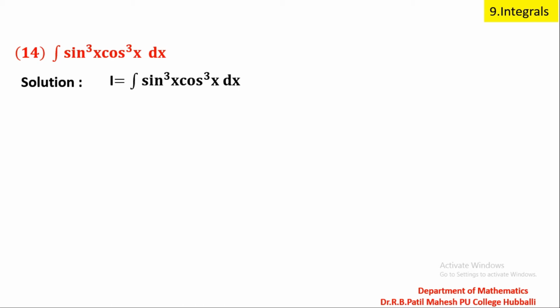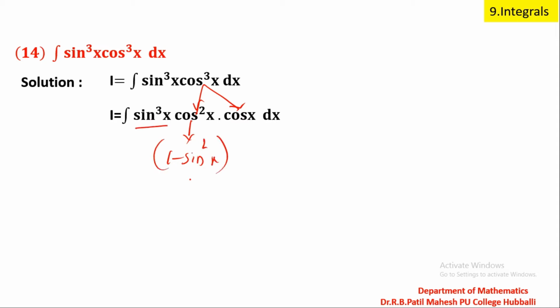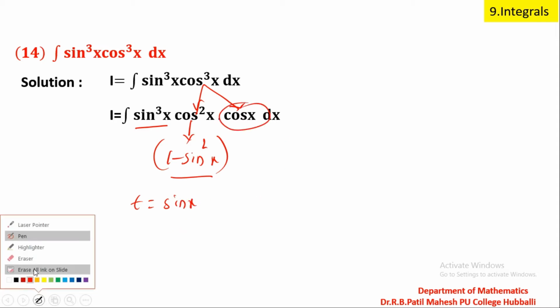Dear students, to solve this one, let me have a small modification in the given integrand. This cos cube x, I am writing it as cos square x into cos x. The reason to write like this: now I am going to write this cos square x as 1 minus sin square x, so that in sin cube x into 1 minus sin square x, there is a sin x, and if you substitute t equal to sin x, its derivative is cos x. Therefore, we can take the help of substitution to solve this question.